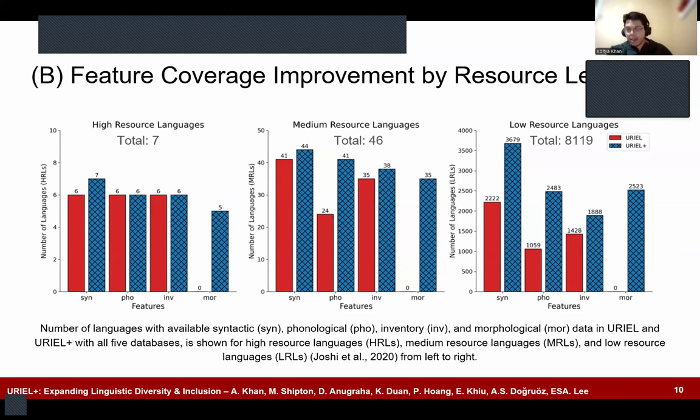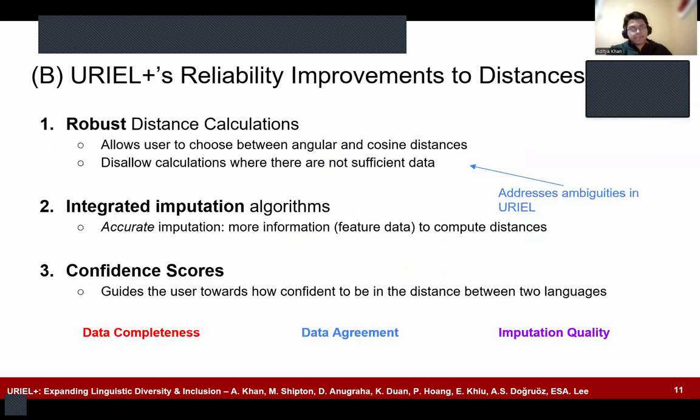You can also see that the morphological features are completely new. So that's a big improvement. This is across all resource levels. You can see this kind of an improvement.